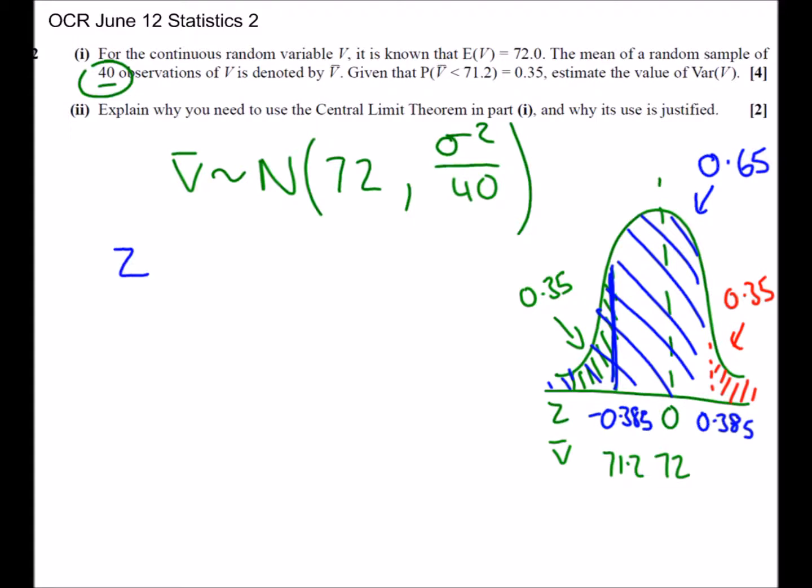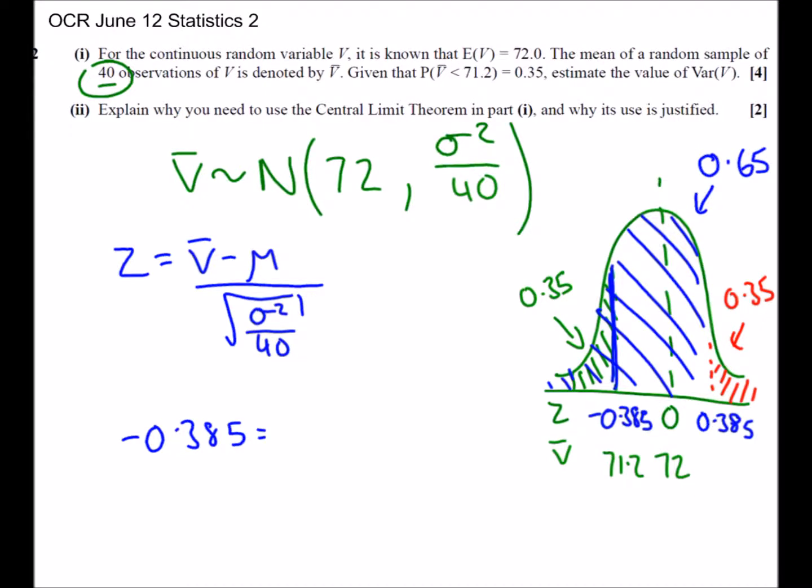So now I can use my formulas. Z equals V bar minus the mean over the standard deviation. Well, here we've got the variance, so it's going to be the square root of my sigma squared over 40. And now I can start substituting in some numbers. So I know that my Z is minus 0.385, and that is equal to my 71.2 minus the mean, which is 72, over sigma over root 40. And now I just need to solve that to find out what sigma is.